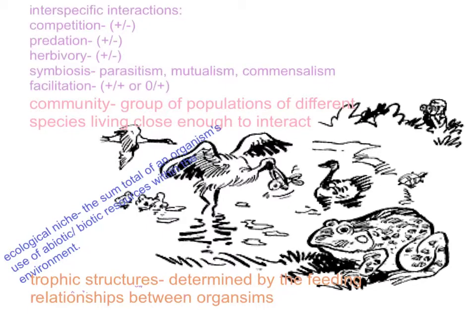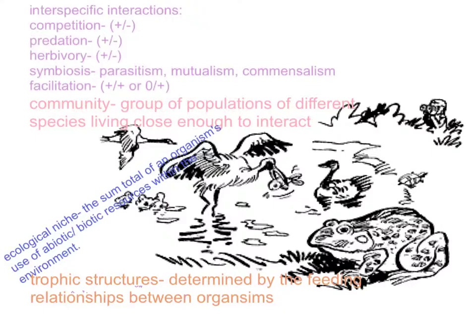You have symbiosis, which includes parasitism, which is where one is affected and one gains from it. You have mutualism, where they both gain from the relationship, they work together, and then you have commensalism. You also have facilitation, which can be both positive or neutral and positive. So it could help out one and do no harm or no benefit towards the other organism.